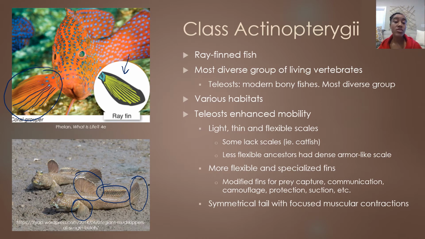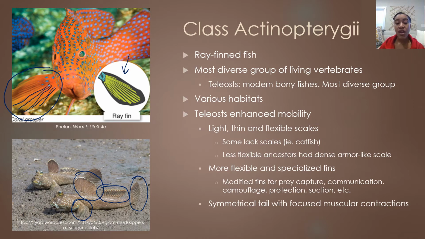They also have more flexible fins than many other fish, like the cartilaginous fish or even the shared common ancestors of all ray fin fish. Their fins are also heavily modified in many cases to perform certain functions. So they can have modified fins to help them with prey capture, with communication, camouflage, protection, suctioning to other organisms and to substrates, and the list goes on and on. So these modified and more flexible fins also aided in their ability to take advantage of various habitats.